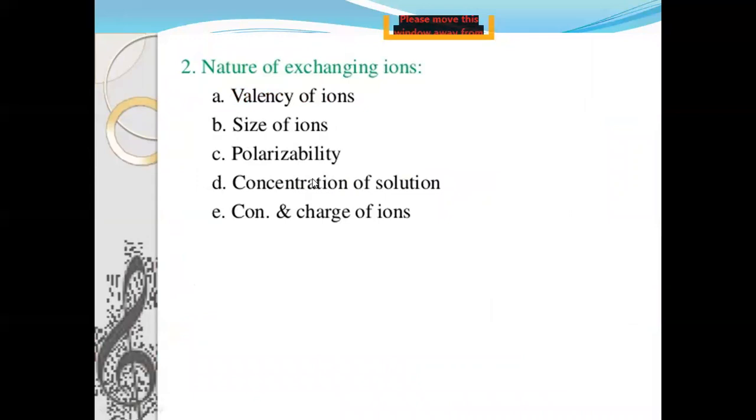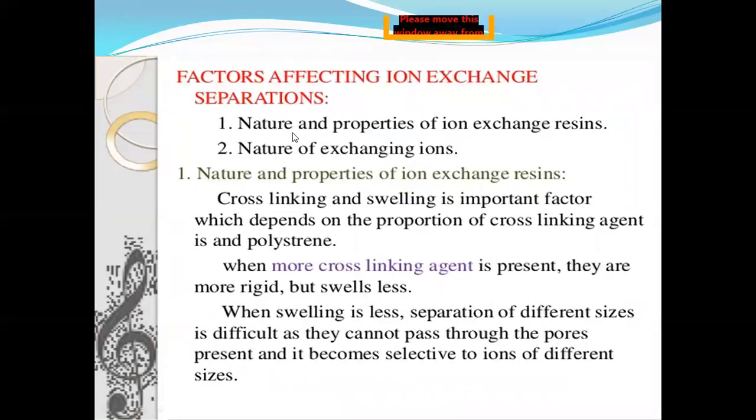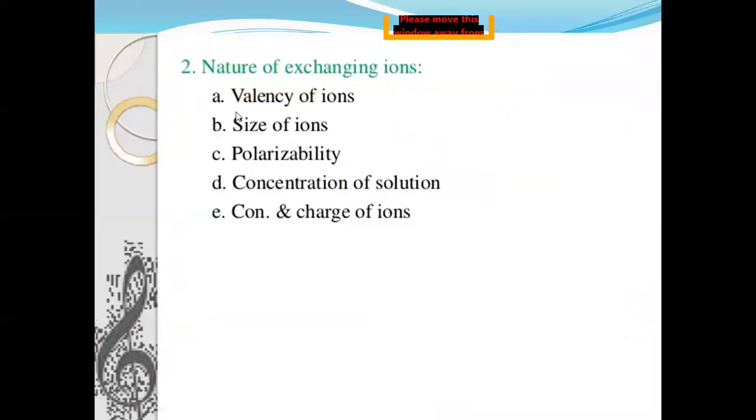Next, nature of exchangeable ions. So the first influencing factor is the nature and property of the ion exchanger. The second one is the nature of the exchanging ions. Here, first is valency of ions, then size of ions. Valency and size are both relevant, and also polarizability. The first three are very similar to each other.